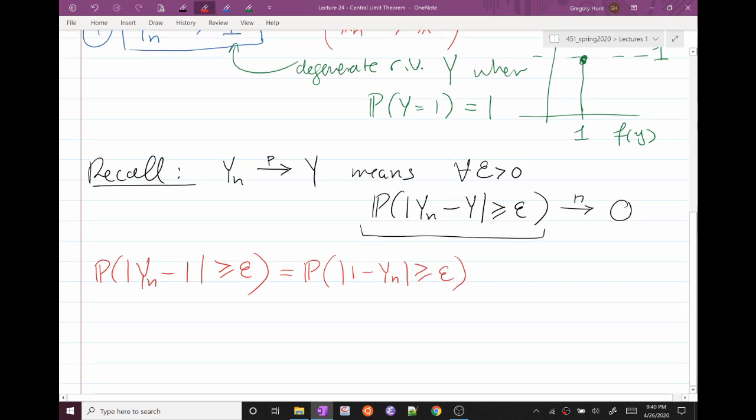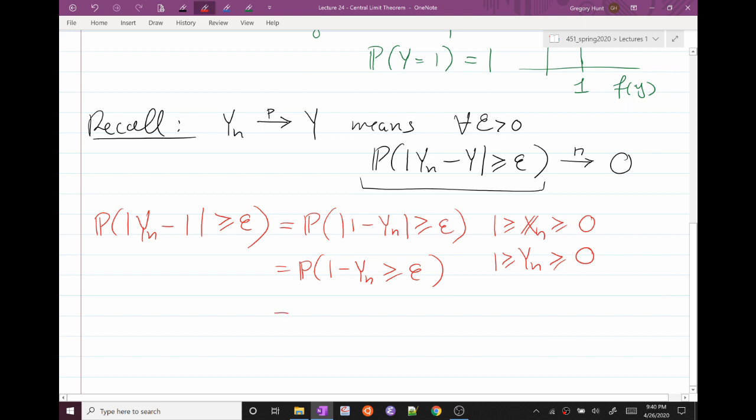And because all these Xn's are bigger than or equal to 0, Yn will be bigger than or equal to 0. And because the Xn's are less than 1, the maximum of the Xn's will also be less than 1. And so 1 - Yn is always going to be a positive quantity. So we can actually forget about our absolute value bars. This is just 1 - Yn bigger than or equal to epsilon.